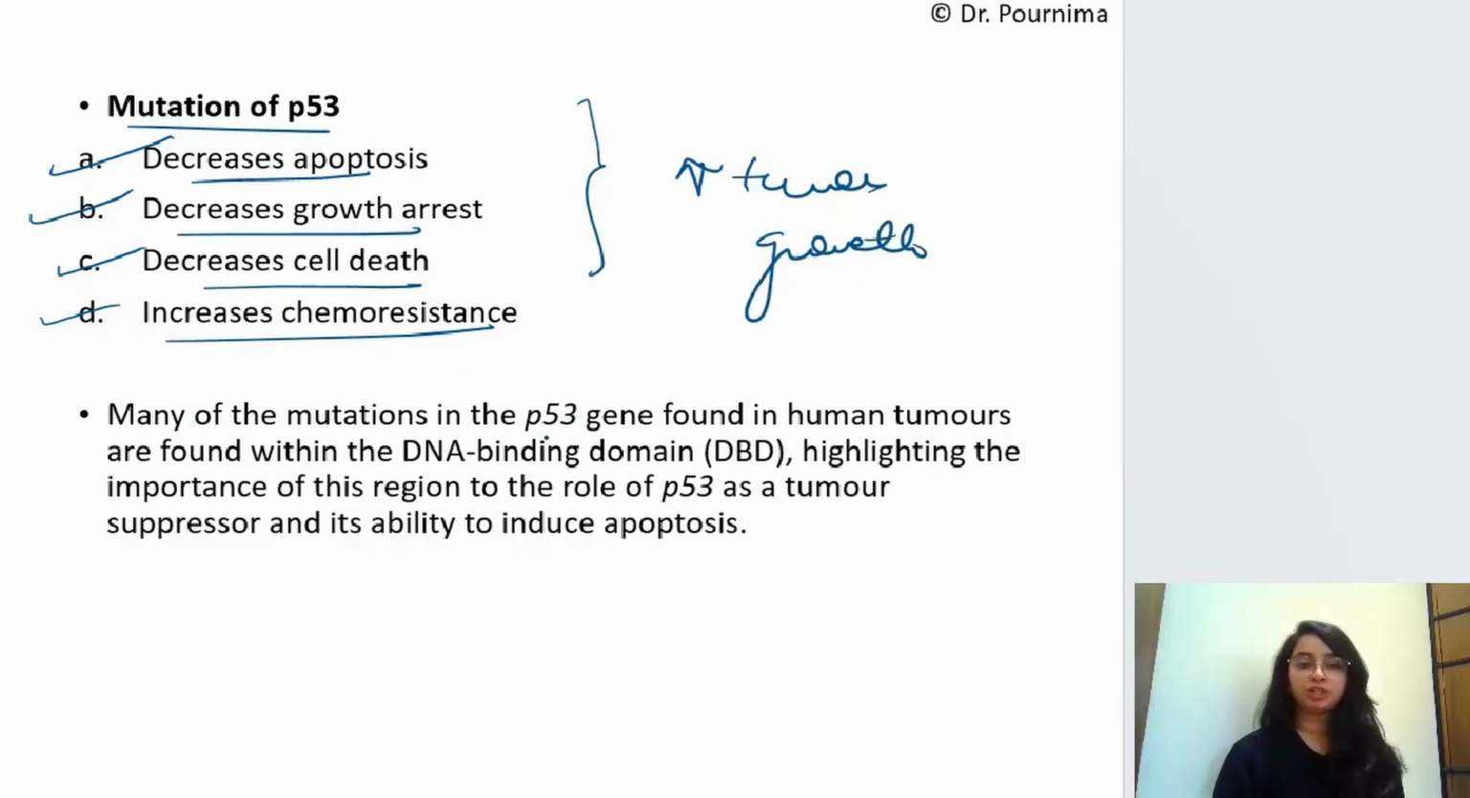And many of the mutations of the p53 gene found in human tumors are found within the DNA binding domain, highlighting the importance of this region to the role of p53 as a tumor suppressor and its ability to produce apoptosis. So this is all about p53.